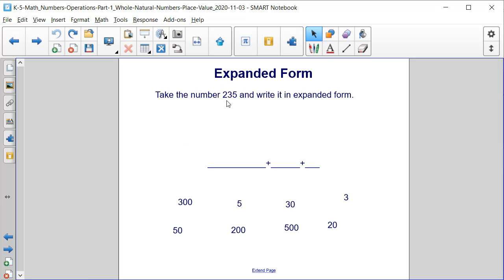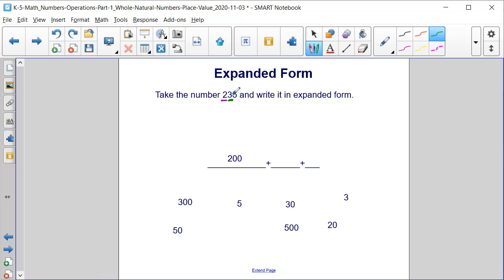Take the number 235 and write it in expanded form. Well, the first number that we have here is a 2, and the 2 is in the hundreds place, so it represents the number 200. Now let's look at the next number. The next number that we have is 3, and it is in the tens place.